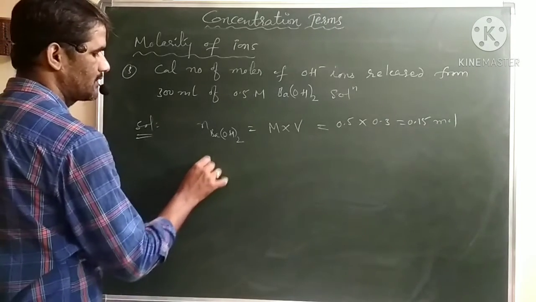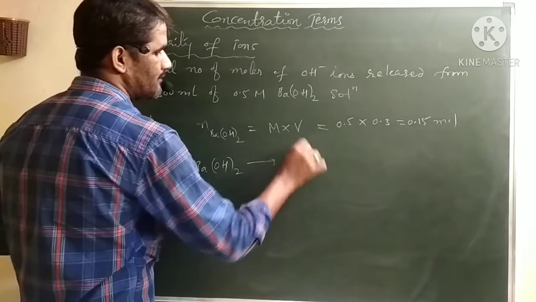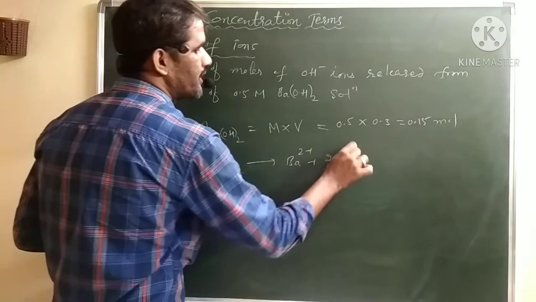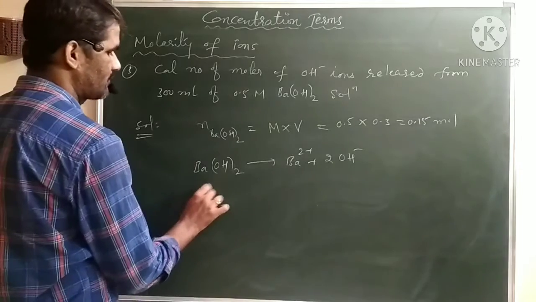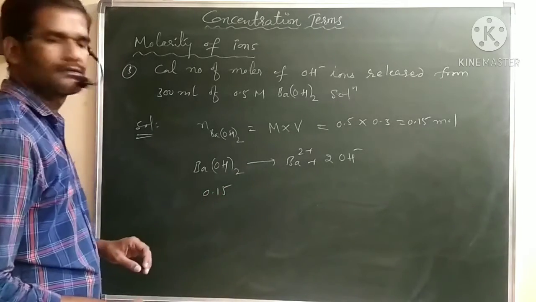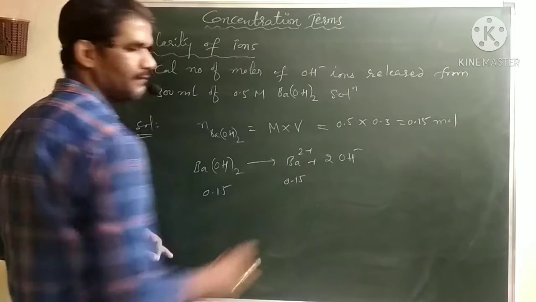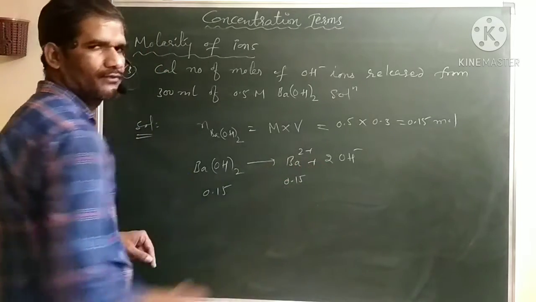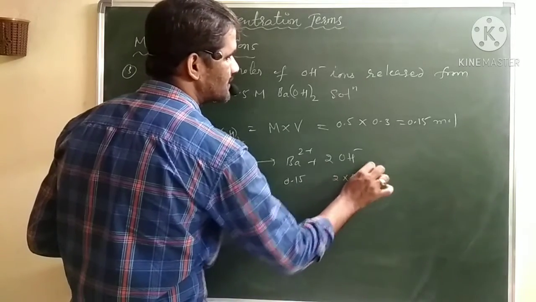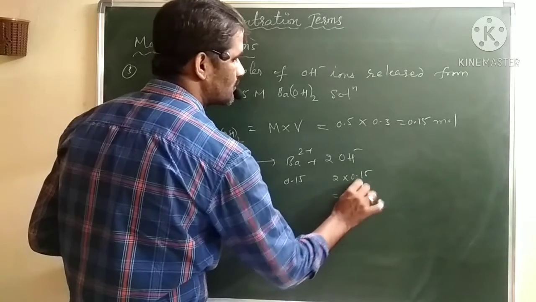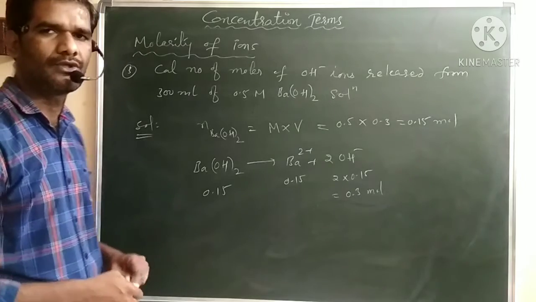Now barium hydroxide undergoes dissociation like this: barium 2 plus and 2 OH minus. So how many moles of barium hydroxide do we have now? 0.15 mole. So 0.15 mole will give 0.15 mole of barium, and here 2 moles of OH minus are coming. So 2 into 0.15 moles of OH minus. That will give 0.3 moles of OH minus released into the solution.